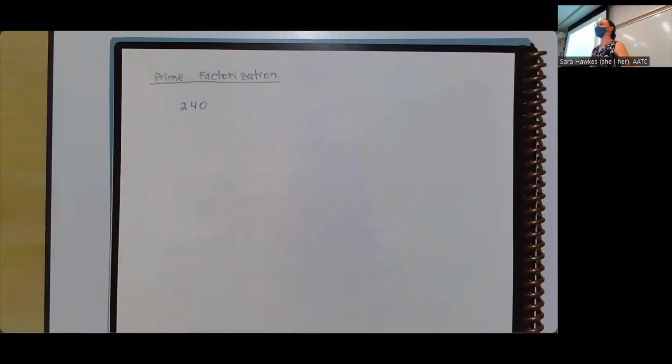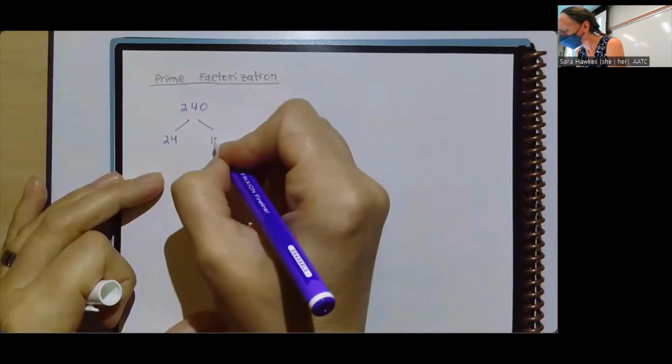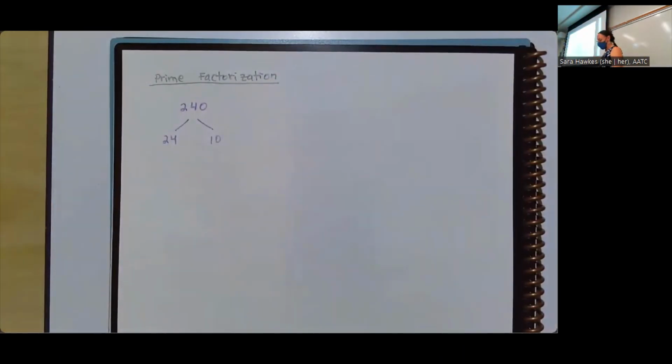Just hang with me for a second. I'll leave it up here long enough for you to write. Does anyone see two numbers that multiply together to be 240? What do we have, Ellie? Cool. Now, 24 and 10, neither of those are prime numbers. Does anyone know what it means to be prime? Or rather, is anyone brave enough to give their version of a definition of prime?